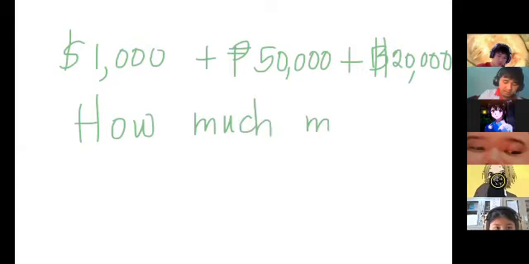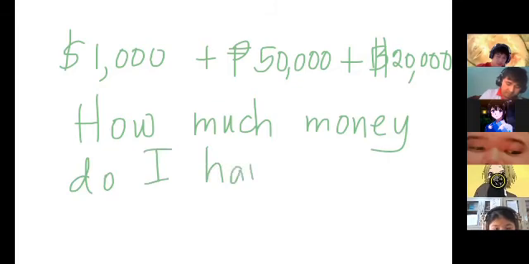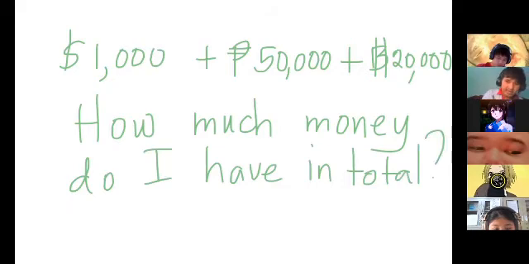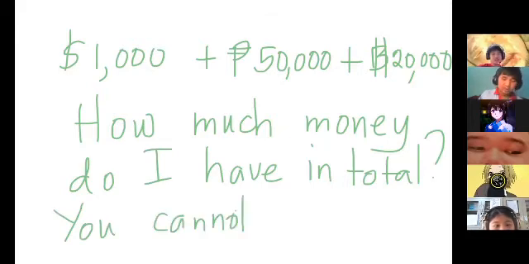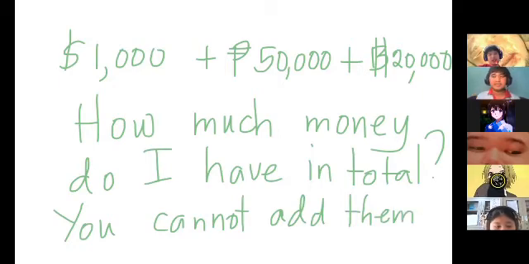Can you add it? No. Why not? It's different. Yes, they're not the same. You cannot add them: $1,000 plus 50,000 pesos plus 20,000 baht. So what will I do so that I can add them? The answer is cannot, because they're different terms. You call it like terms. So the like term is like x, y, and z. Yes, x and x and x, right? You cannot add them.